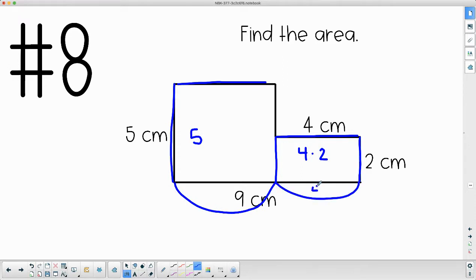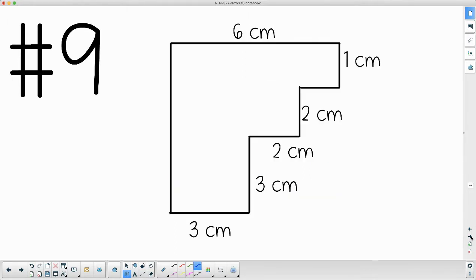Well, I know this part is 4. So 9 minus 4 equals 5. So this piece here is 5. So we'll do 5 times 5 to find this square. So 5 times 5, and then we need to add 4 times 2 centimeters squared to find that whole entire area.